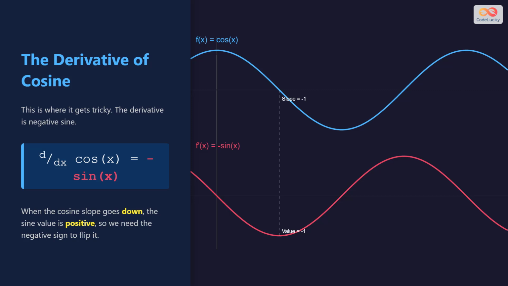Here is the tricky part. The derivative of cosine is negative sine of x. The negative sign is crucial because when the cosine graph is going downwards, its slope is negative, but the regular sine function would be positive there.